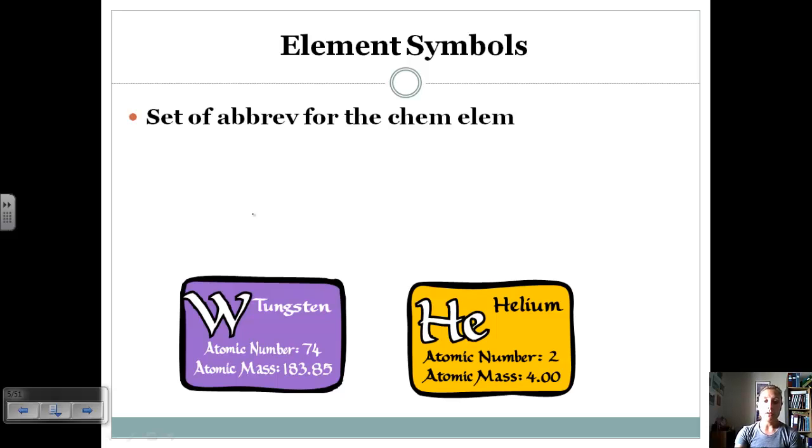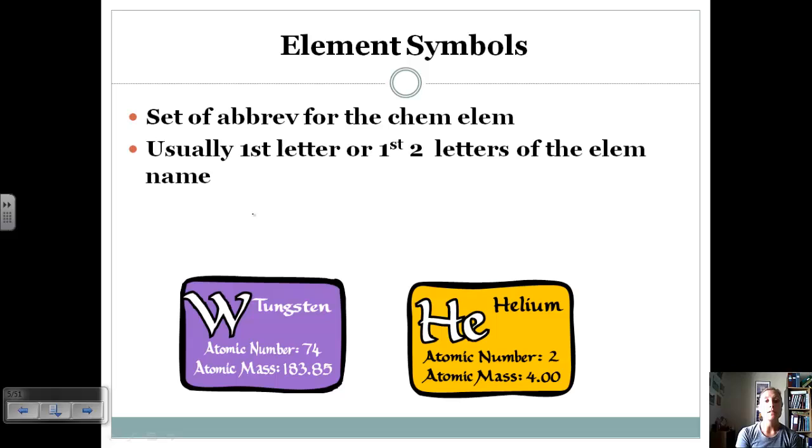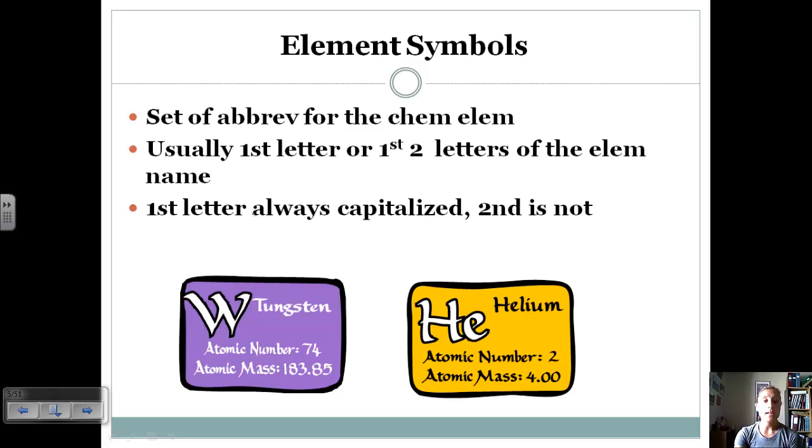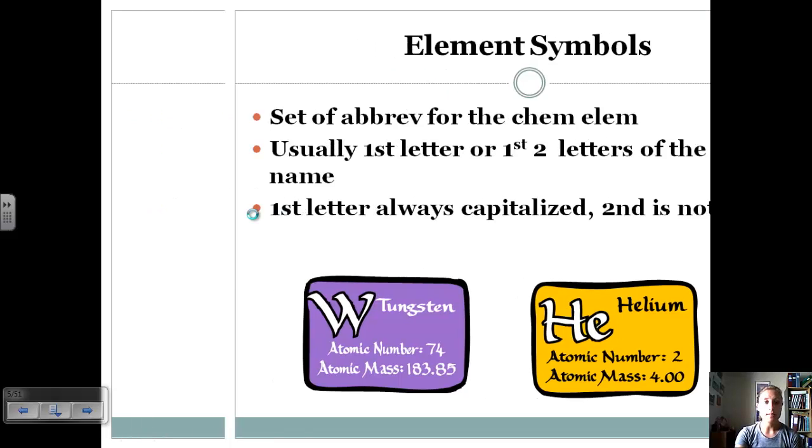Well, it's hard to write all the names all the time. We'd be writing all the time. And so we have to come up with a way to abbreviate the name. And so that's where we get the element symbol. Usually it's the first letter or the first two letters of the element name. The first letter is always capitalized. If there is a second letter, it's always lowercase.